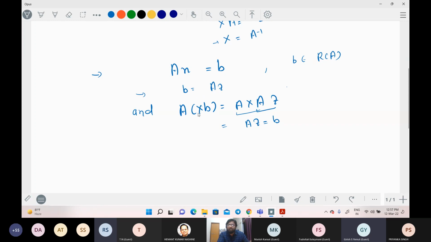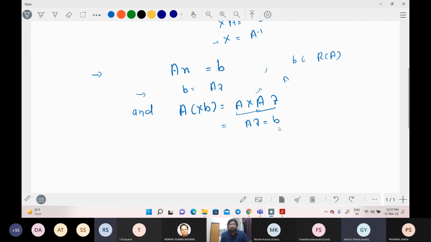Now, I have considered this equation AXb. What can we write for AXb? AXb can be written as AXAZ. Why have I written AXA here? Because we know that if X is a generalized inverse of A, then AXA equals A, by the definition of generalized inverse. So this becomes AZ, and finally this is b.